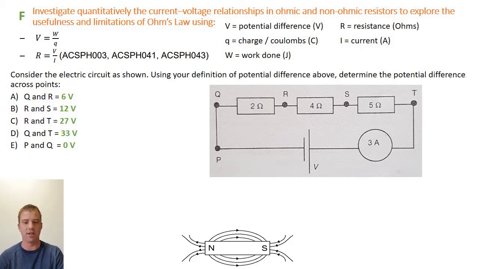R and S is just 4 times 3, which is 12. R and T, now you need to add the resistance, so it's 9 times 3 is 27. Q and T, so 11 times 3 is 33. And P and Q, there's no potential difference, so it's just 0.